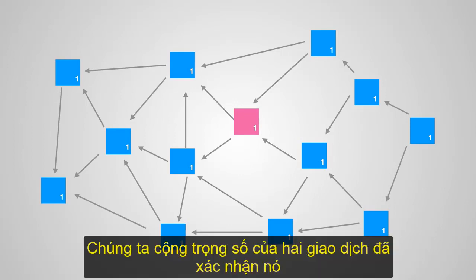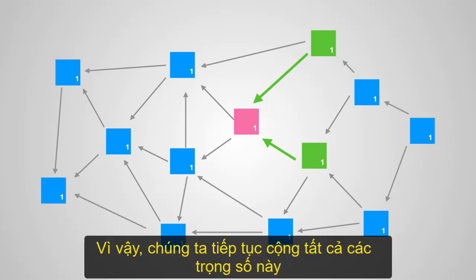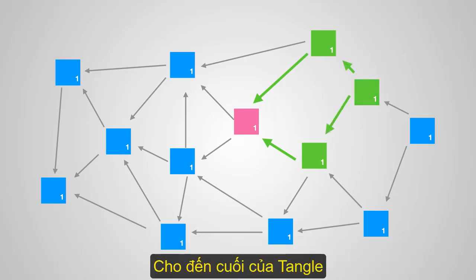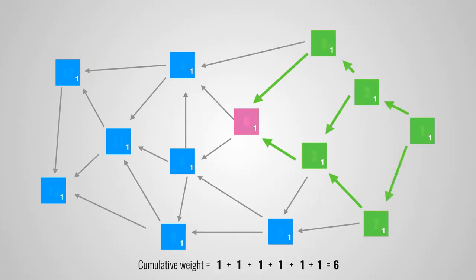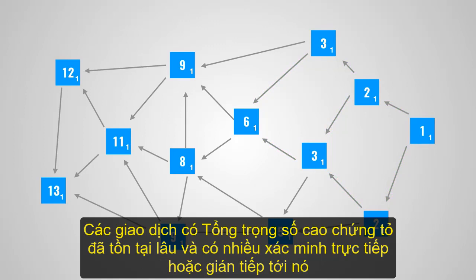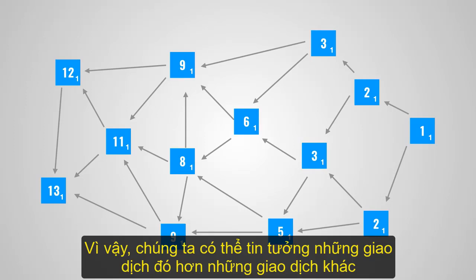To do that, we sum up the weight of the two transactions that have approved it. But those transactions were approved by other transactions as well. So we keep summing up all of these weights until we get to the end of the tangle. In this case, the cumulative weight of the site is 6. Transactions with a high cumulative weight are usually older and have more direct or indirect verifications, so we can trust those transactions more than others.